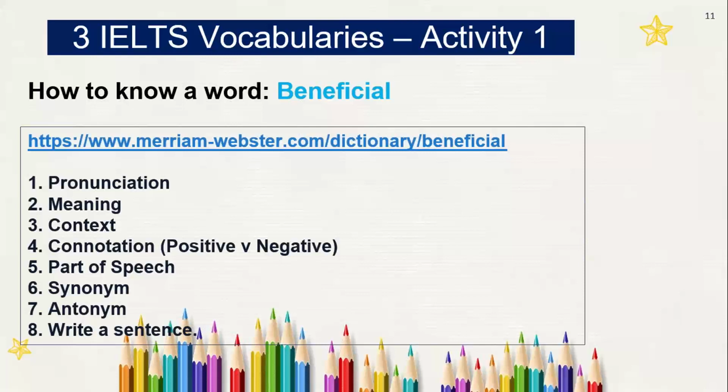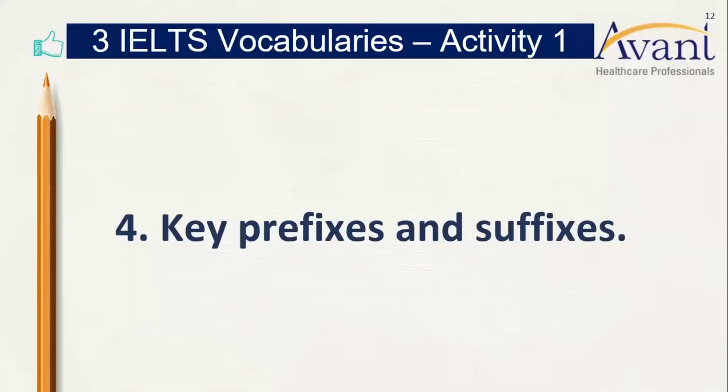All right. So there is how to know a word. Make sure that you download the handouts so that you'll have a copy of this and the web addresses as well. Now, let's look at another aspect of vocabulary, and that is key prefixes and suffixes.